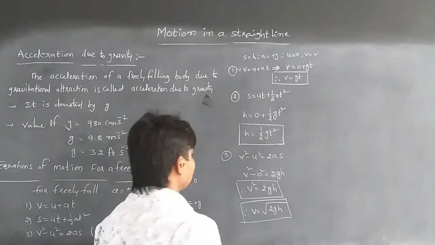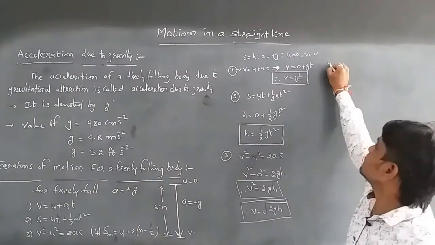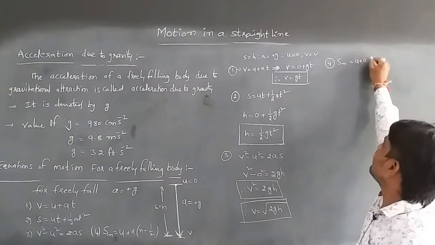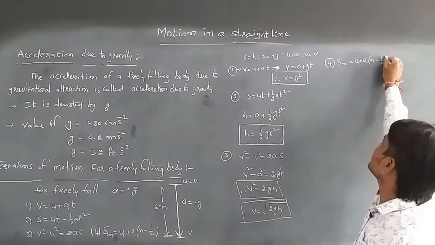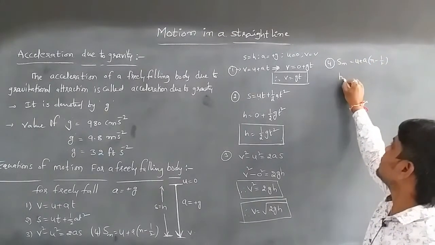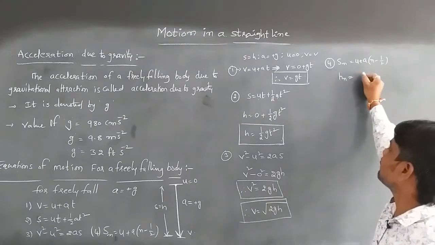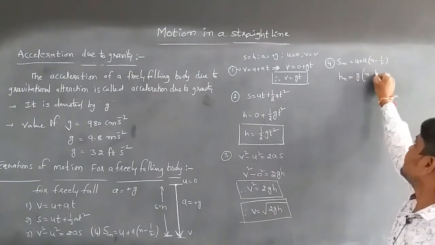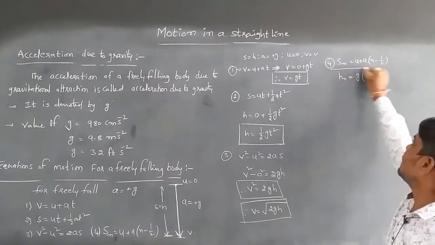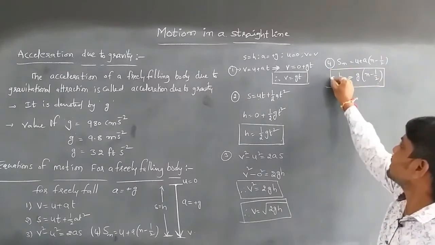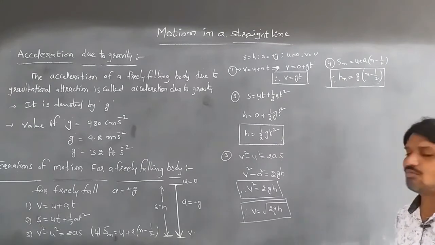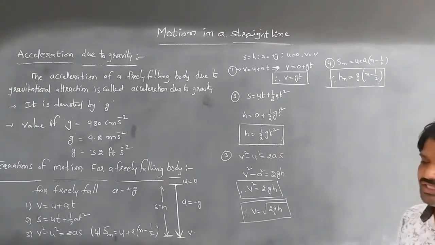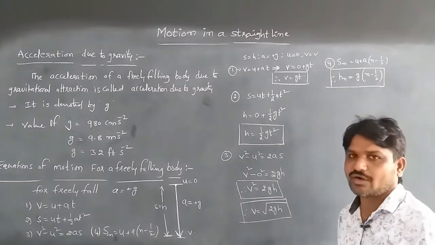The last one, the fourth equation, Sn is equal to u plus a of (n minus 1) by 2, can be changed as Hn is equal to, with u is equal to 0 and a is equal to g, g of (n minus 1) by 2. By substituting the values, these are the equations of motion for a freely falling body from a certain height.